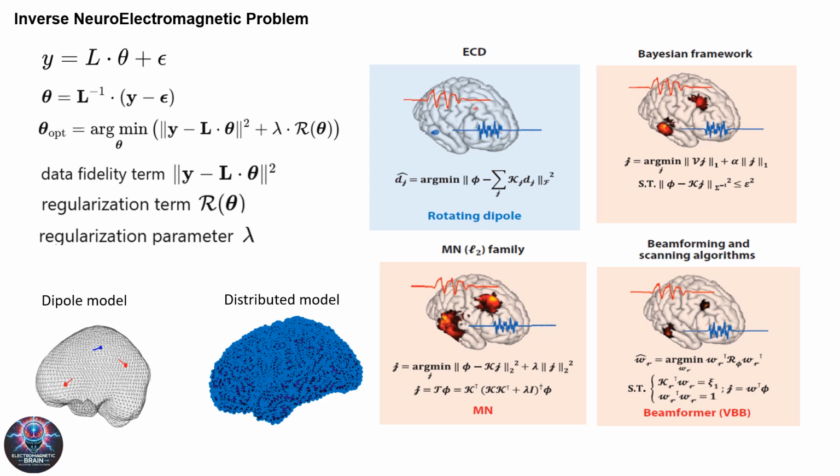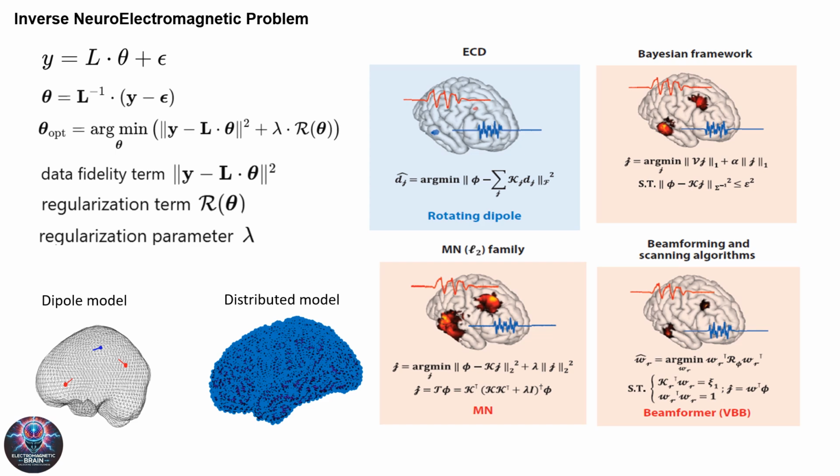Mathematically, the problem is typically framed as y equals L dot theta plus epsilon, where y represents the observed EEG or MEG data, measurements at the sensors, L is the lead field matrix, or forward model, that describes how each potential source contributes to the signal observed at each sensor, theta is the source configuration vector representing the strengths and orientations of the sources, and epsilon is the noise or error term accounting for measurement noise and modeling inaccuracies. The inverse neuroelectromagnetic problem involves solving for theta, given y and L.